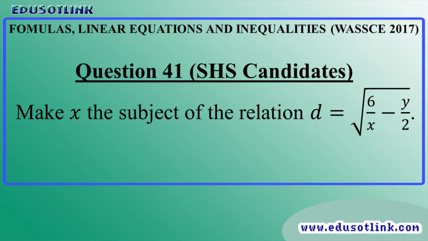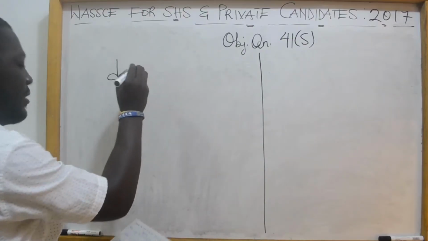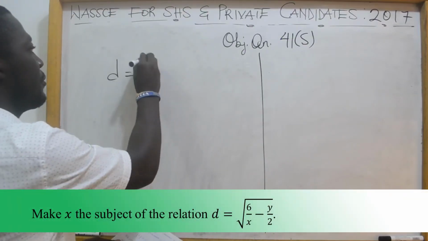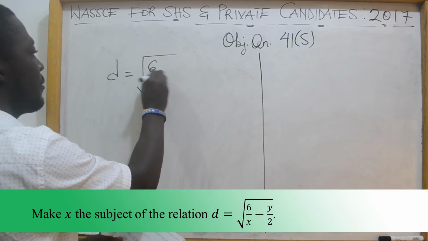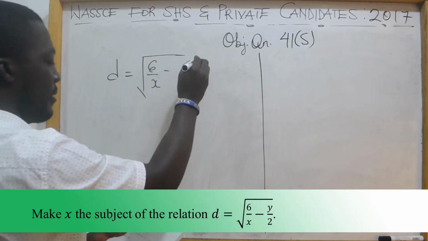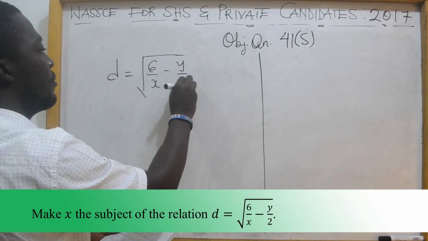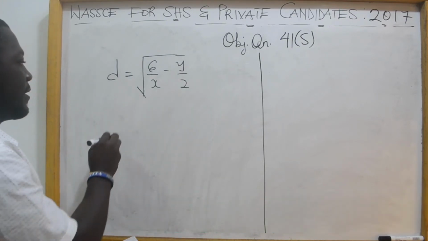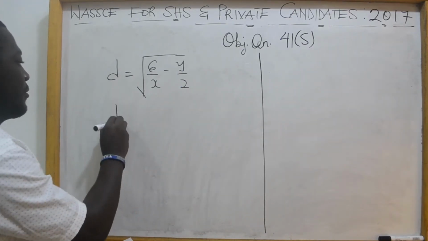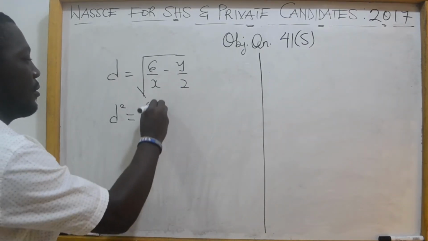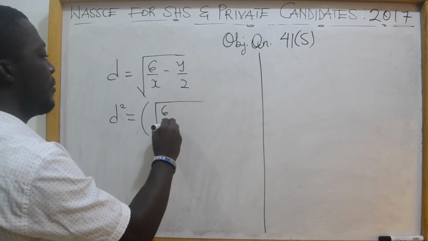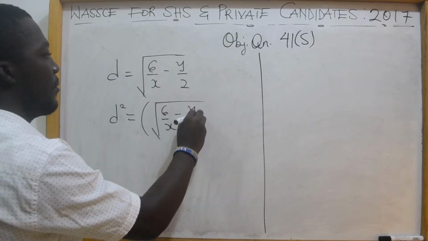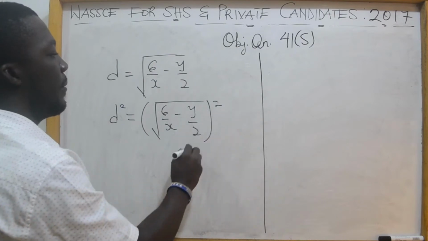Objective question 41 for SHS candidates. You should make x the subject of the relation d is equal to square root of 6 over x minus y over 2. We are making x the subject. Our first step, we are going to square both sides. So we get d squared is equal to the square root of 6 over x minus y over 2, all squared.